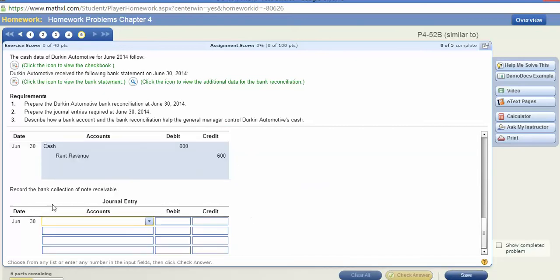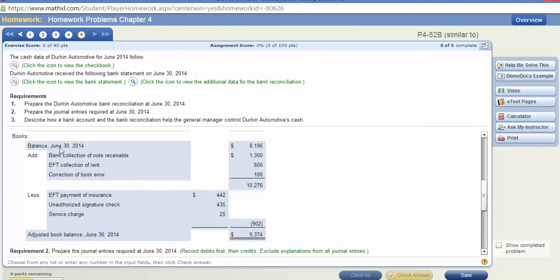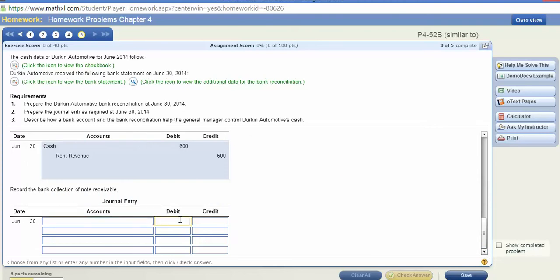Now let's go to record the bank collection of notes receivable. Okay, well, right off the bat here, when you're talking about collecting, you're collecting, bank collection of note receivable. Note receivable is something that is owed to us. Receivables are assets to us, so they're owed to us. So basically, what we have to do is come over here and go, okay, what have we collected? Bank collection of note receivable 1,300. Well, we know it's going to be 1,300. Okay. The only question is, what do we book?